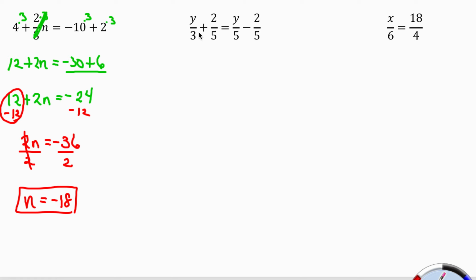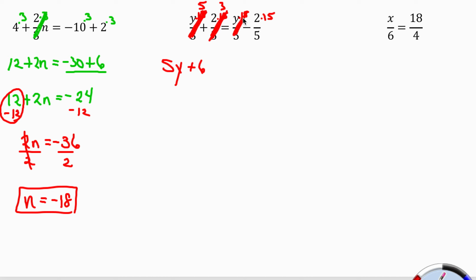Ooh, fractions. I need a common denominator. Common denominator is 15. So multiply everything times 15. Everything times 15, all the way across. Don't forget anything, fraction or no fraction. Okay, now 15 divided by 3 makes that really 5. So this is y times 5. 15 divided by 5 makes that really 3. So this is 2 times 3.